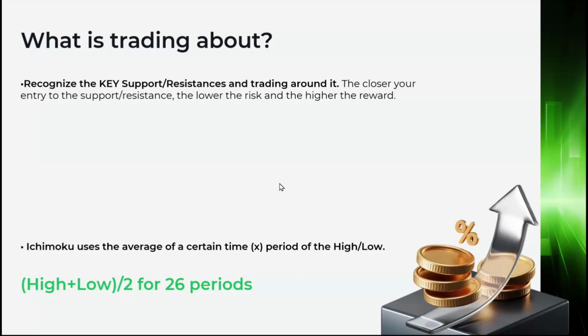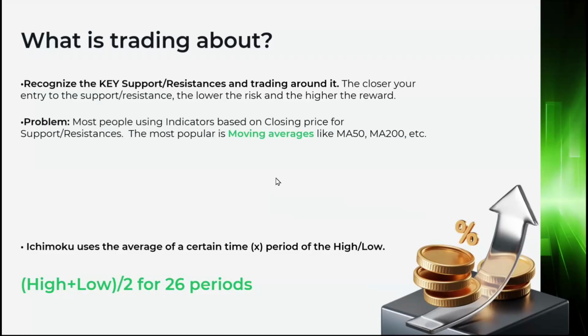Doesn't matter if it's moving averages, Bollinger Bands, pivots, Fibonacci, any of those things. It does not matter. The sole purpose is to find these support resistance levels and then put on orders as close as possible to that support resistance level. Okay. And we talked about this already.